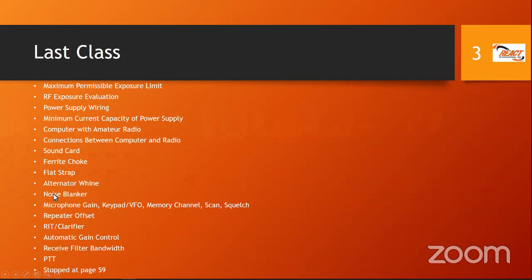We looked at the feature on a radio called the noise blanker, and other features as well, such as the microphone gain, the keypad / VFO, memory channel, scan, and squelch. We also looked at the repeater offset. We also looked at the receiver incremental tuning, or RIT, also called the clarifier. We looked at AGC, or the automatic gain control, also the receive filter bandwidth. We looked at what the PTT, or push to talk, was, and we stopped at page number 59 in the no nonsense guide.